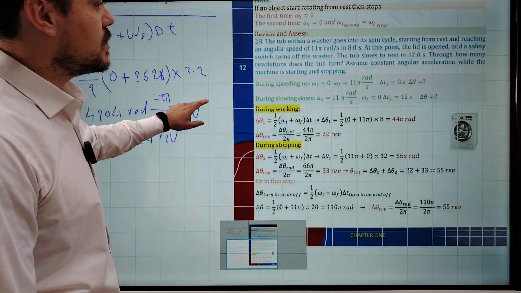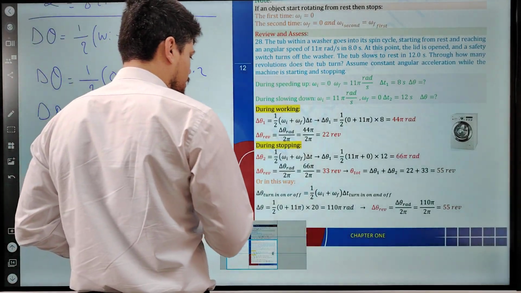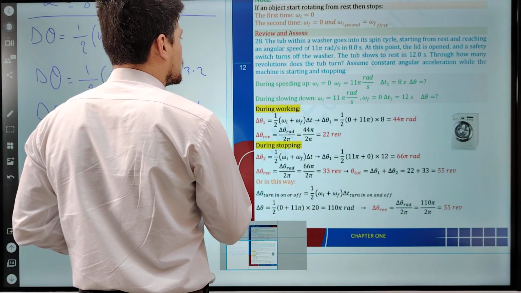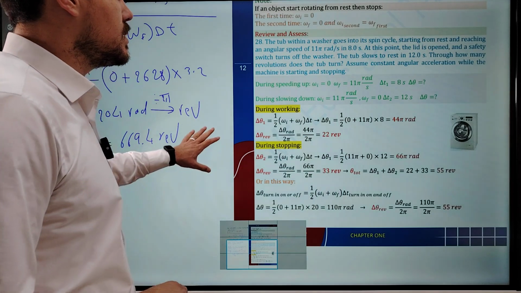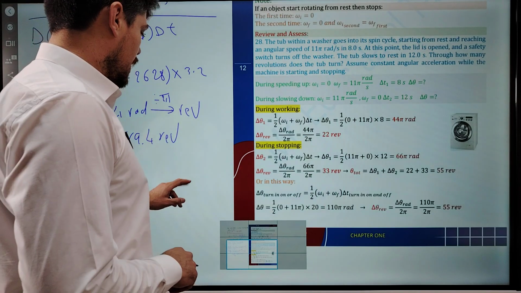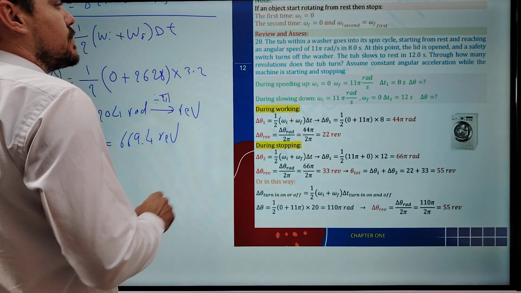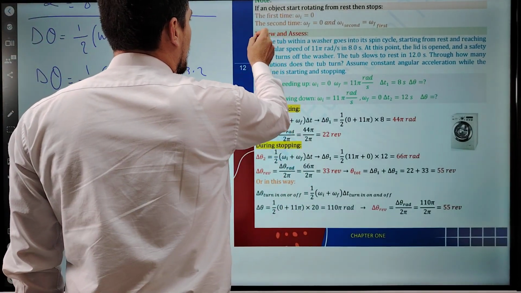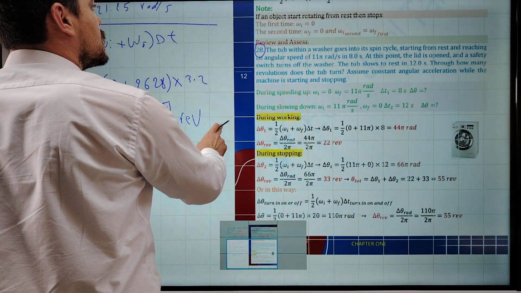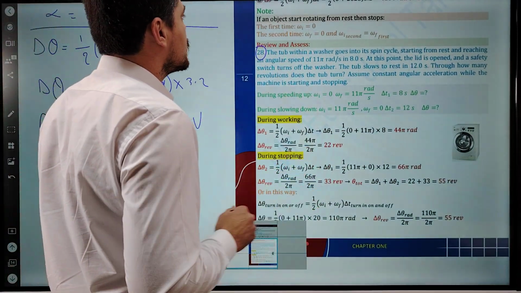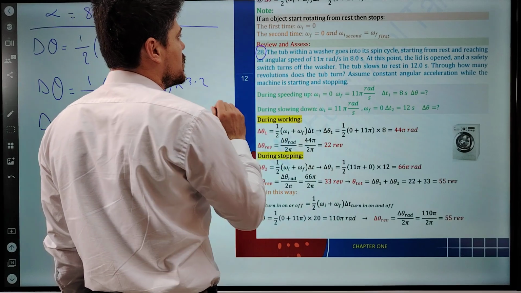Question 28. Also, this question is very important. It has been brought in the ministry exam many times. Okay, and also I expect it to be brought another time in the exam. Question 28. But before solving question 28, I would like to tell you some important notes about this question.